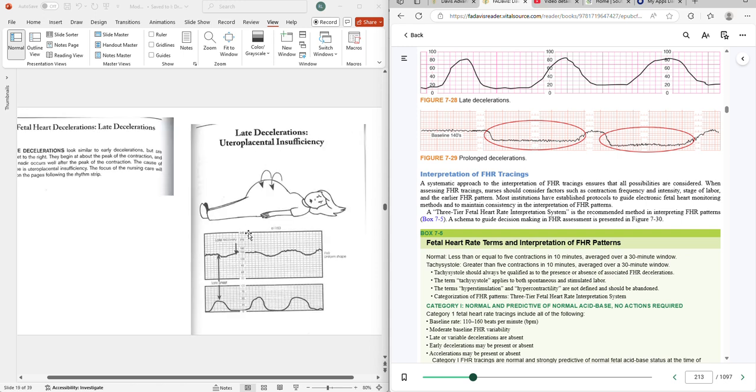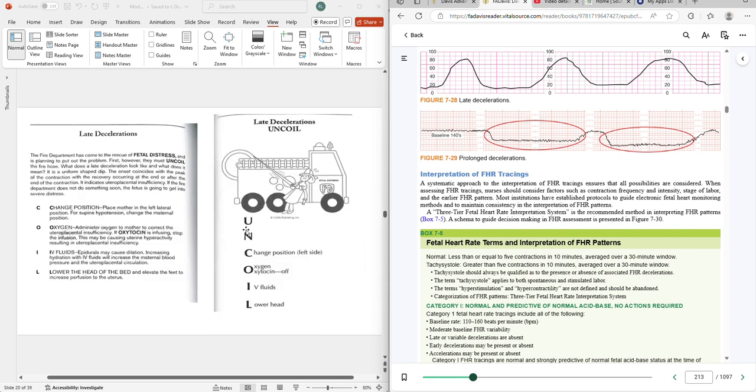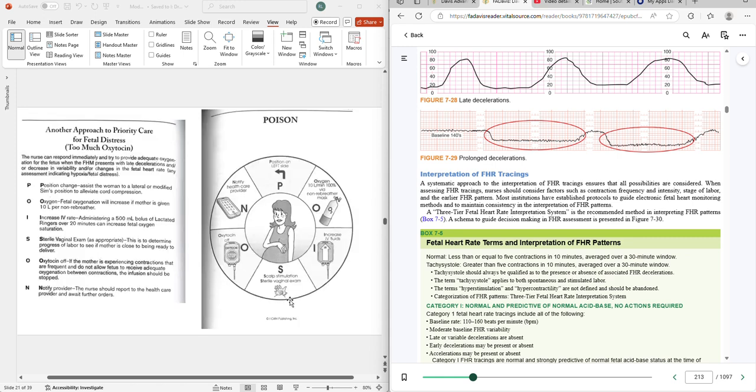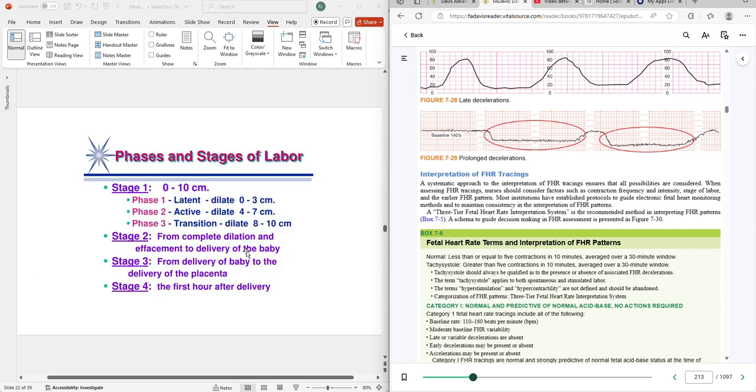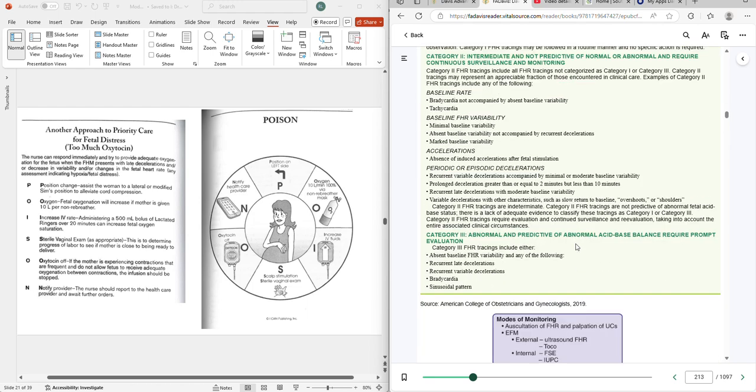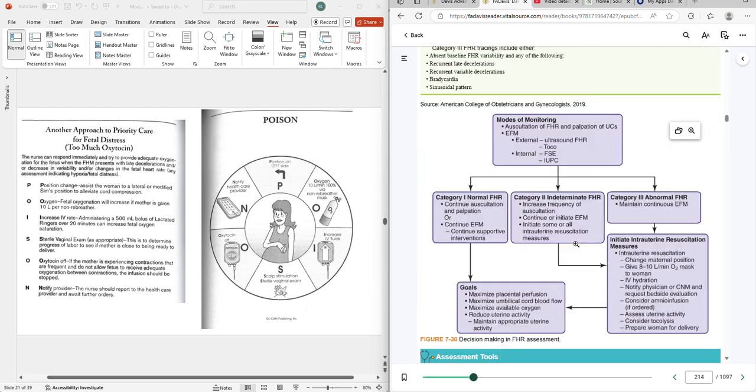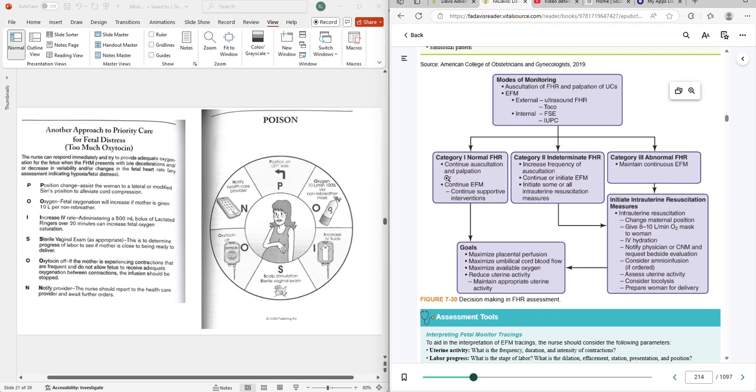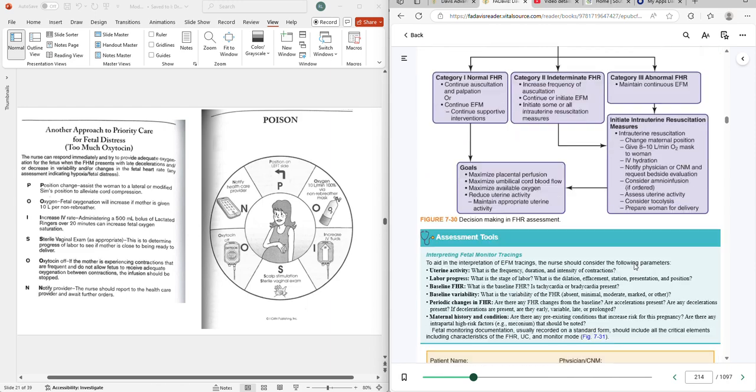This is again talking about the early decels, the late decels. UNCOIL is another thing, just like LIPIT. Okay? And then POISON is another. A lot of acronyms in this little book. All right, so let's go down here, different categories. So in your packet you have the category. Category 1 is good. Everything's fine. Baby looks good. Mama looks good. Category 2, we're a little concerned. What's going on? And category 3, we need to do something about it. Having lates and all the things. Okay?